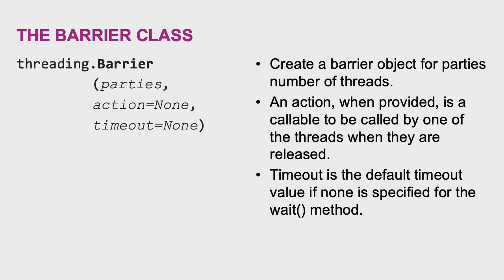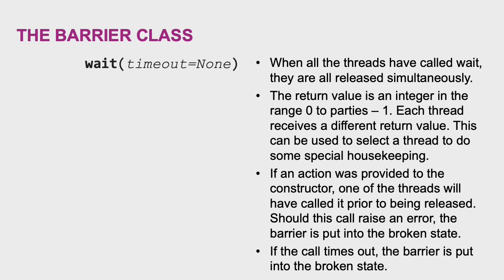Finally, it is also possible to specify a timeout for the barrier. The most important method in the barrier class is indeed the wait method. When all the threads have called wait, they are all released simultaneously. Basically, when we enter into the barrier, we call wait, and we are waiting for others. When everyone reaches the barrier, we can pass the barrier.